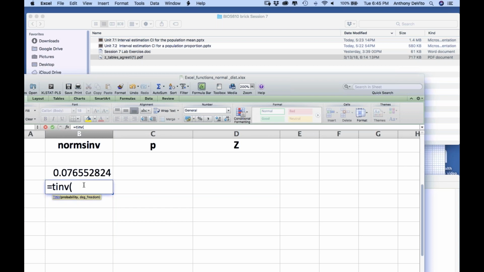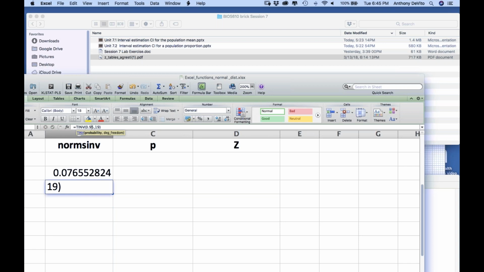Okay, so it's asking me for probability and degrees of freedom. So I'm going to put in here the probability is going to be, say, 0.95. Parentheses, the degrees of freedom is going to be, let's pick a sample size. Sample size of 20 would be 19 degrees of freedom. Everybody knows that the degrees of freedom is the sample size minus 1.